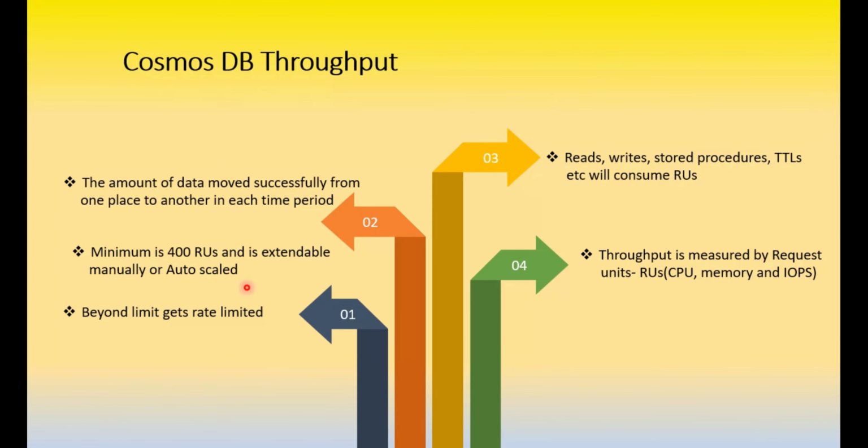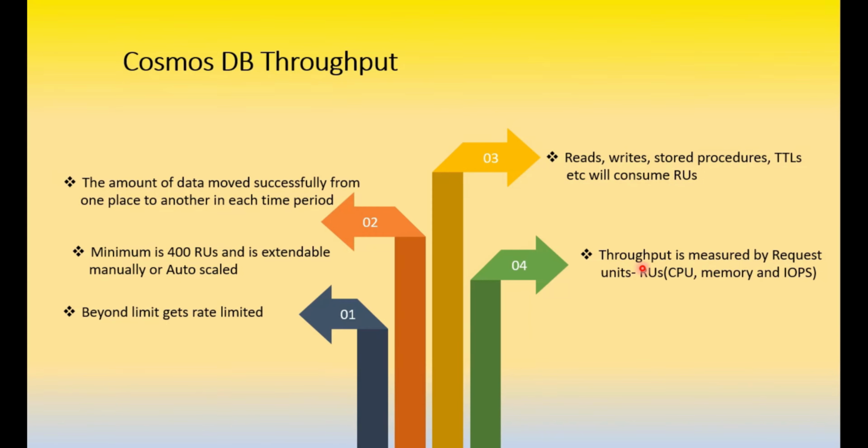And when we are talking about throughput, RUs also come into the picture, because RU means request unit. A request unit accounts for how many reads, how many writes, how many stored procedures, or maybe TTL settings, like time to live. Each one of these will consume RUs. So the throughput we discussed is measured using request units. A request unit is a combination of CPU, memory, and IOPS.